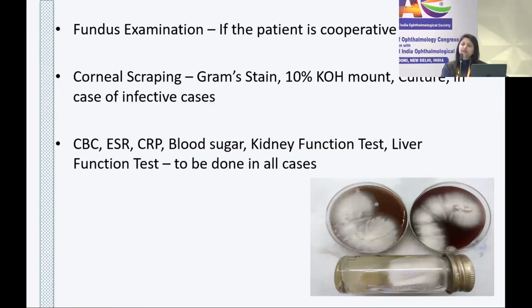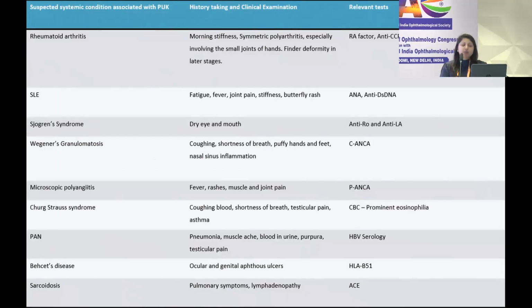And for the blood tests, now these blood tests are very expensive tests, and not everybody can afford the whole battery of tests that we want to do. So maybe we can start with the basic tests and proceed to the higher ones in case we feel that something is wrong, something is suspicious. So a CBC, ESR, CRP, a blood sugar, kidney function and liver function tests can be done in all cases. And depending on what systemic condition we are suspecting, we can go on to do the other specific tests as well.